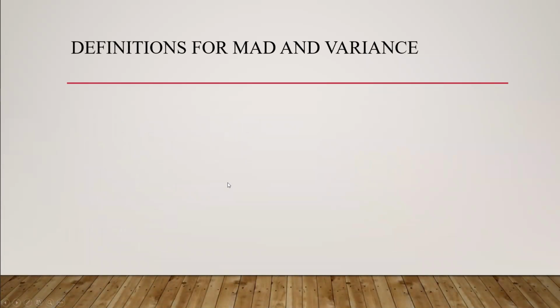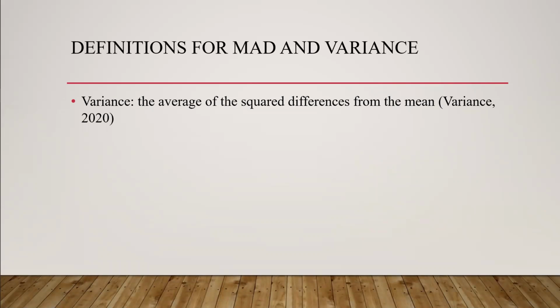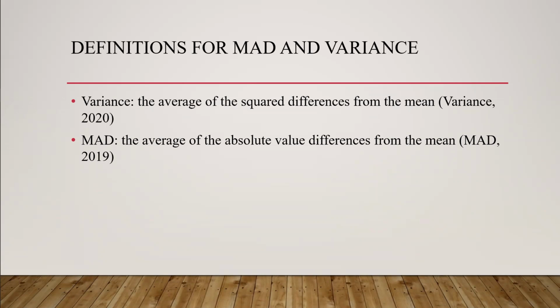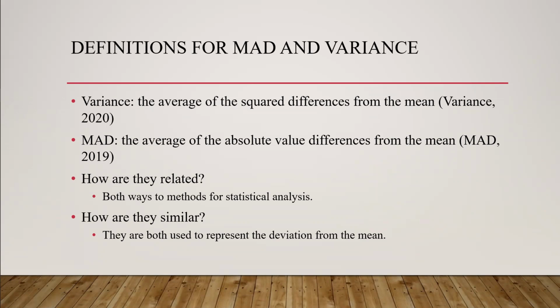Before I get into everything, I'm just going to give a definition of what MAD and variance mean. Variance is just the average squared differences from the mean, and MAD is just the average of the absolute value differences from the mean. So with that in mind, how are they related? They're both methods for statistical analysis and to see how data is behaved and observed. They're both similar in that they represent the deviation from the mean specifically.